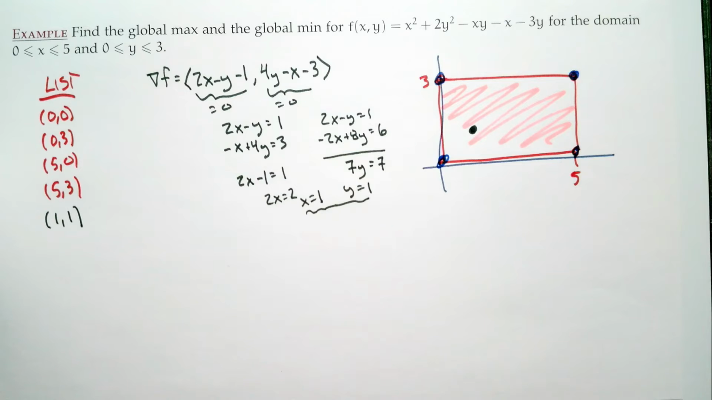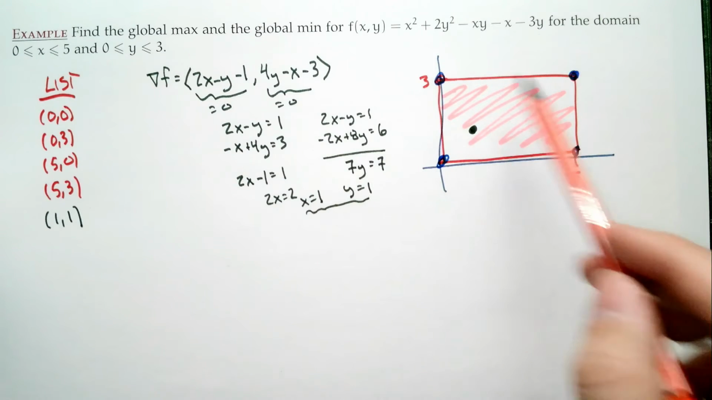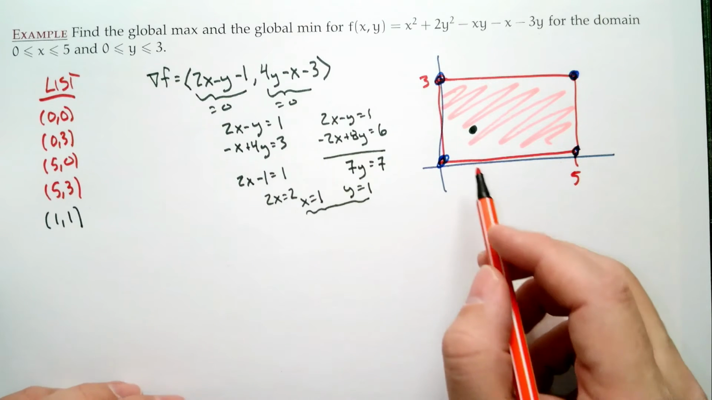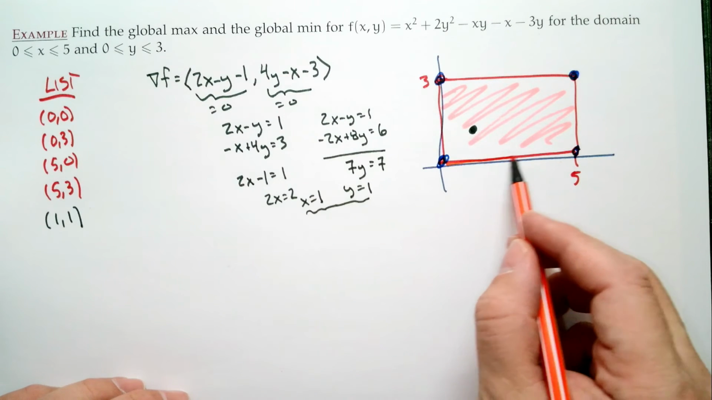Time for the fun parts, the boundary. Well, how many pieces of boundary do we have? 4. So we get to do 4 problems, 1 for each piece of the boundary. So pick a boundary. You've got the left, right, top, bottom. What do you want? Bottom? Okay, so let's think about the bottom. What's true about points on the bottom?